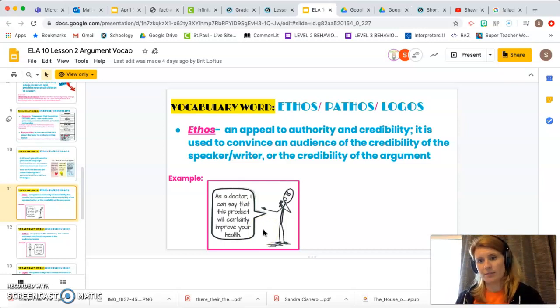A doctor is somebody that we respect, and a doctor is somebody that we believe knows what they're doing. Right? If this guy said, "As a cashier at Walmart, I think," then you might not believe him as much. This person is showing their credibility. This is ethos.